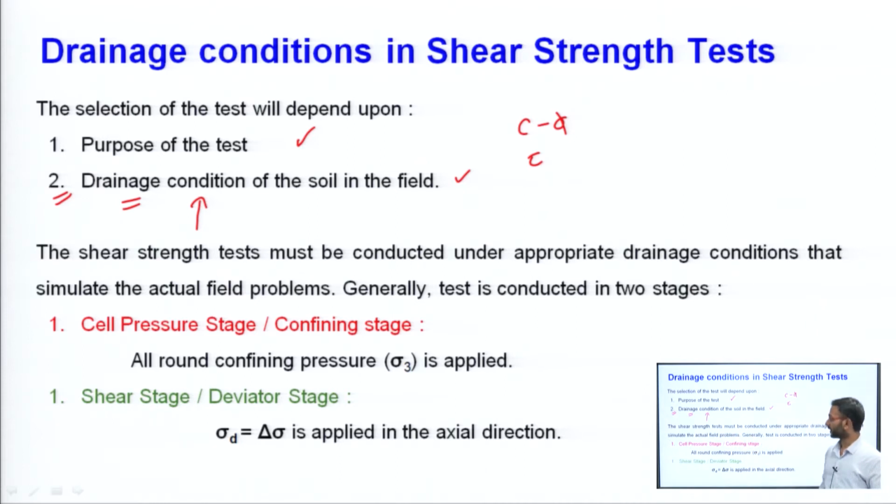The shear strength tests must be conducted under appropriate drainage conditions. Alright. So, what are the drainage conditions that we can see? That will simulate the actual field problems. Generally, the test is conducted in two stages. The first is the cell pressure stage or the confining stage, where an all round confining pressure sigma 3 is applied, or we can also say sigma C is applied.